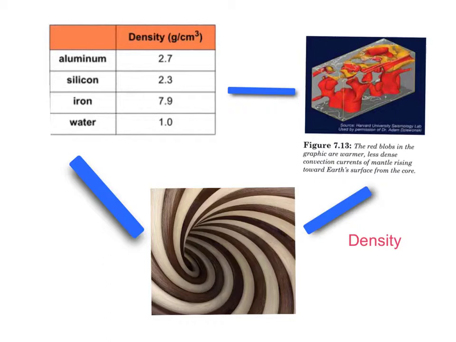The most dense material in the chart on the upper left corner is iron. Iron is located in the inner core because it is the most dense material. Density also matters if you are trying to make something float. If the material is more dense, it tends to sink. If the material is less dense, it tends to float.